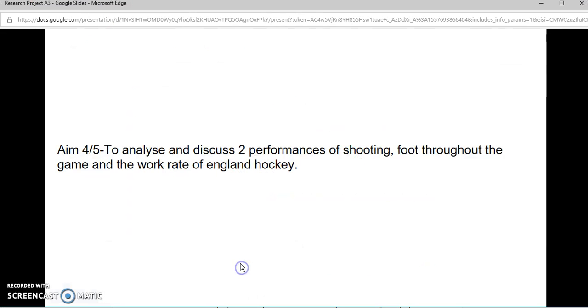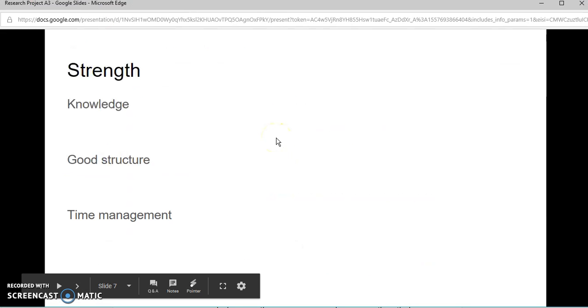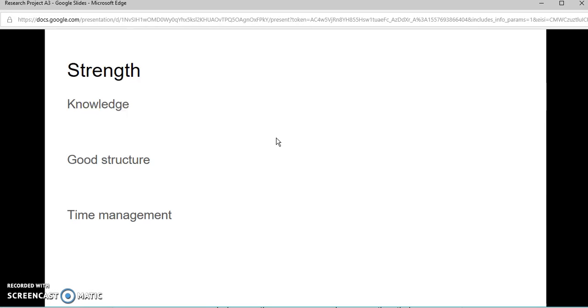So moving on to the next is my strengths. So my knowledge of hockey was a big help when watching the games and writing about them. This is one of the reasons why I chose to do hockey. It made watching the games more enjoyable because I played hockey and it's one of my favourite sports.